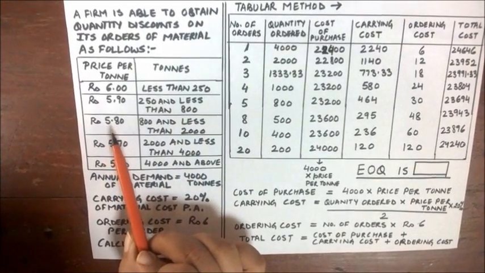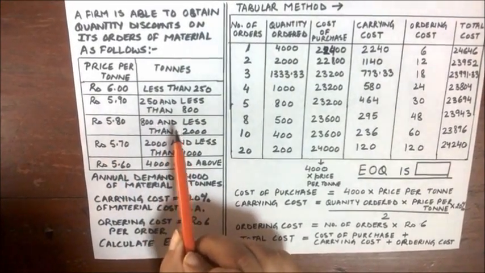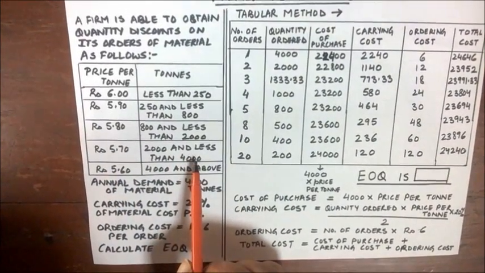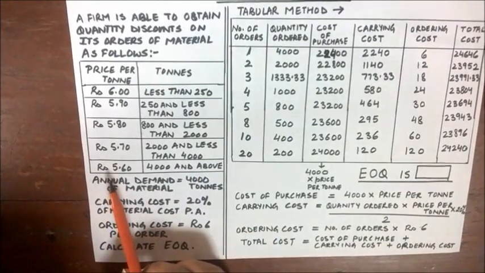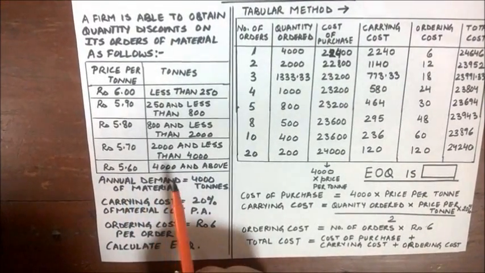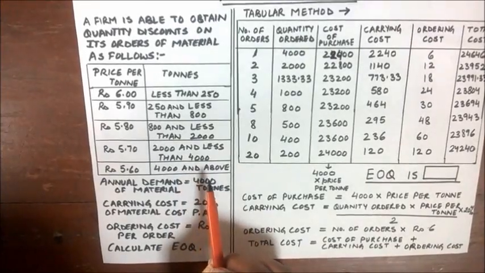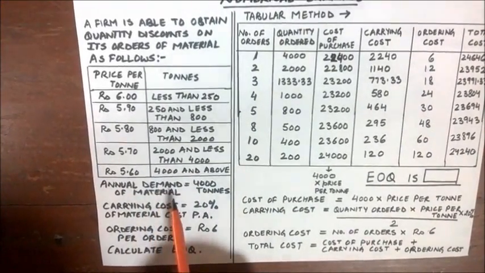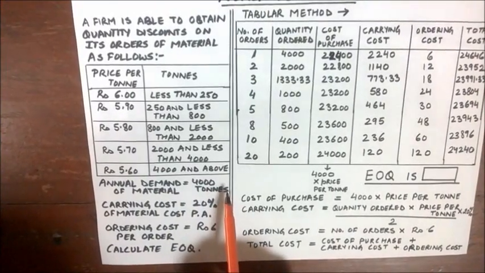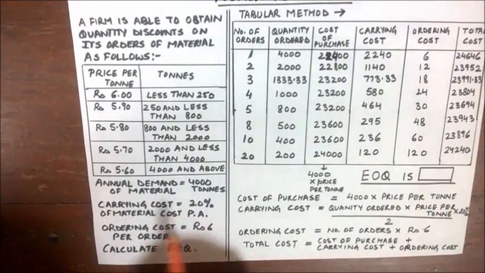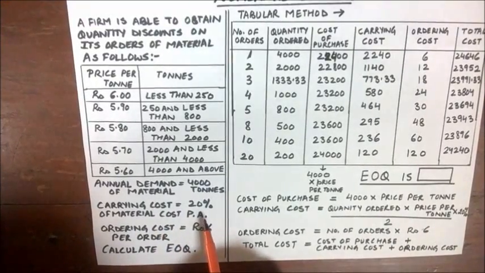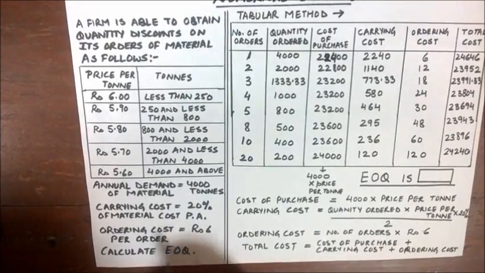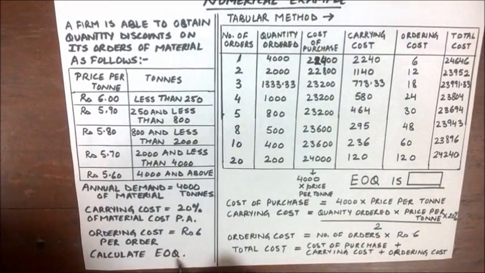A rate of 5.80 would be there for 800 and less than 2000. A rate of 5.7 for 2000 and less than 4000. And a rate of 5.6 would be there for 4000 tons and above. It is also given that the annual demand of the material is 4000 tons for the firm. The carrying cost is 20% of the material cost per annum. The ordering cost is rupees 6 per order. So we are supposed to calculate the EOQ.